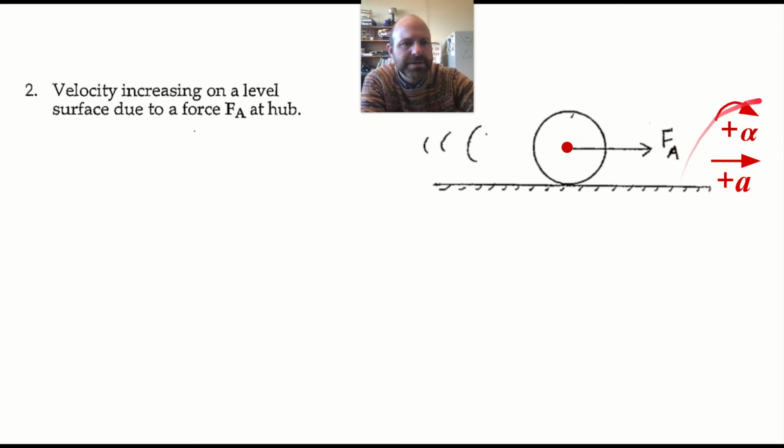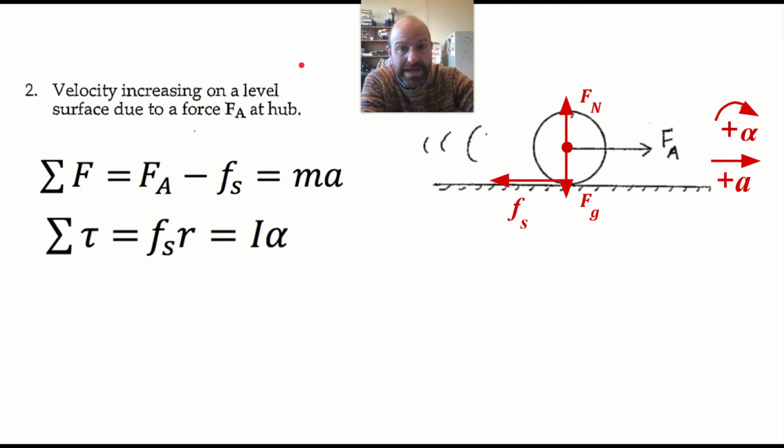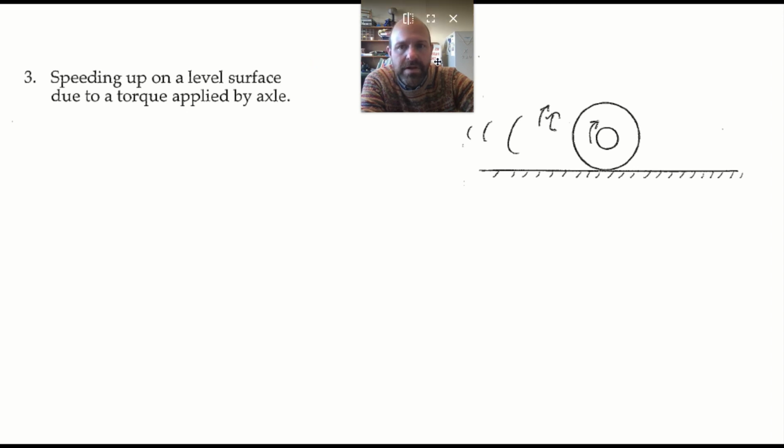So again, we're going to use the same convention. We're moving forward, so if it's positive alpha, positive a would be that way. And we know that there's a normal force and a force of gravity. And we're going to say, well, the friction has to be backwards. Why? Well, if there were no friction, it would just slide along. But it is rotating. It has to rotate clockwise and get faster clockwise. So we need a clockwise torque. Net force equals Fa minus Fs equals Ma. Net torque equals FsR. It's the only force providing a torque. So we have to have it there on that one.